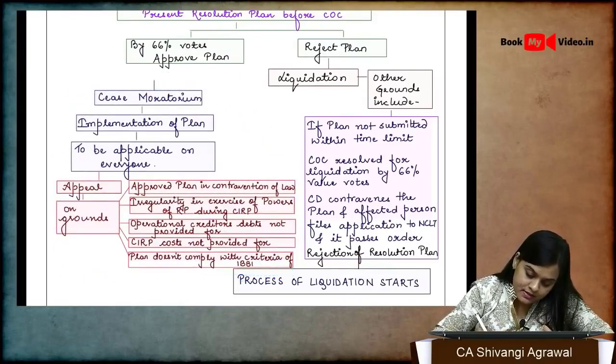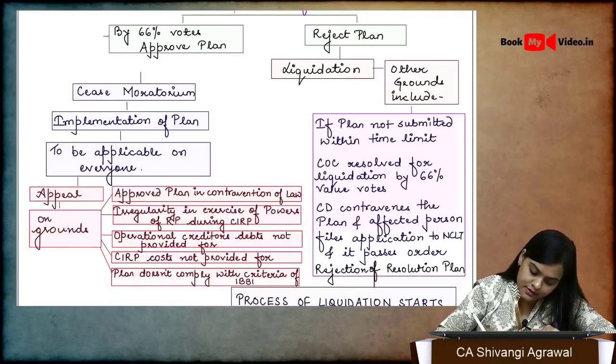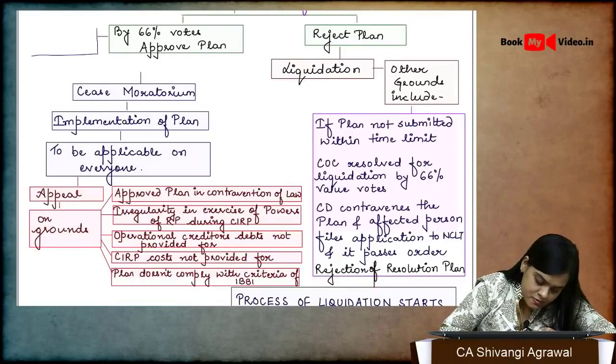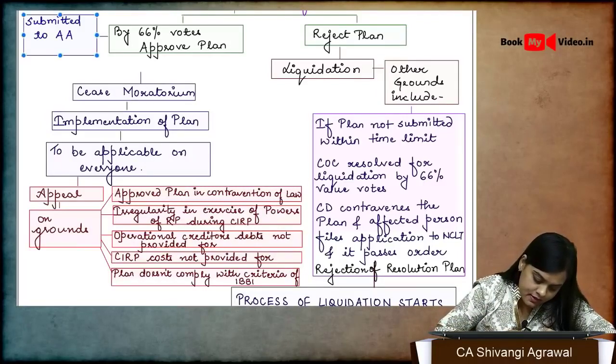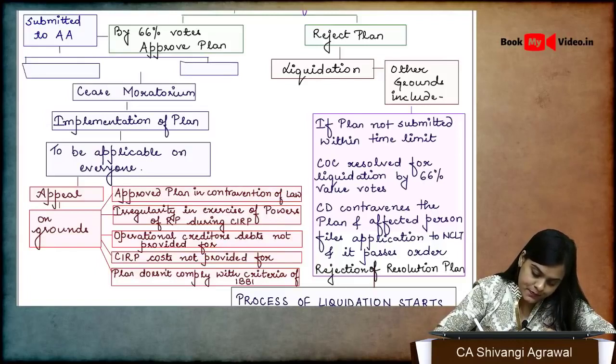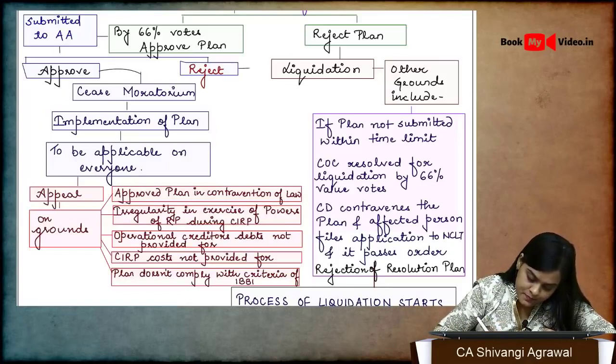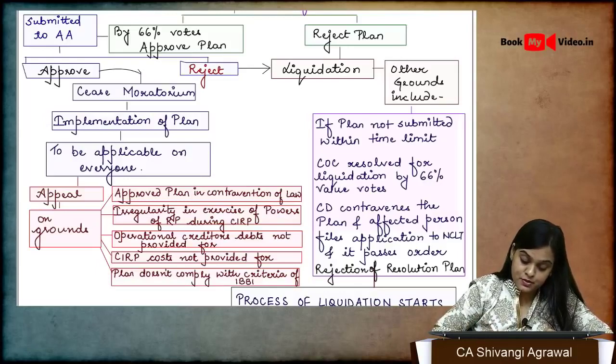Supposedly they approve the plan, then it is submitted to the adjudicating authority. The adjudicating authority might approve or reject the plan. Okay, it might reject the plan or it might approve the plan. If it approves the plan, right, now it's good to go.